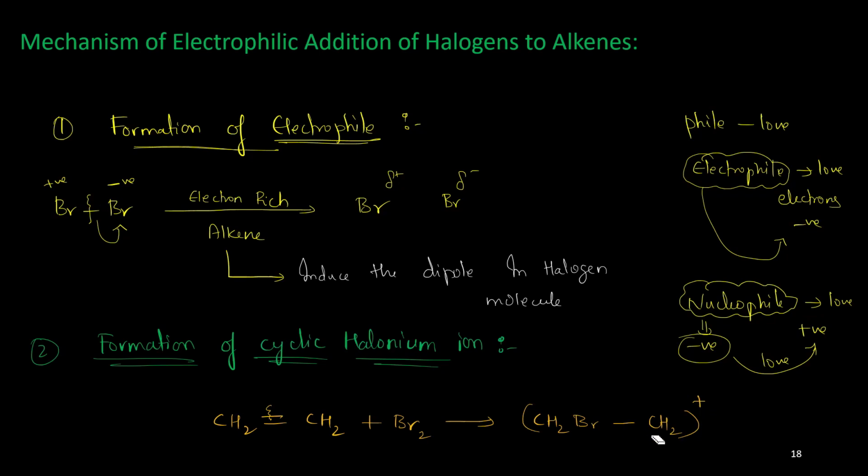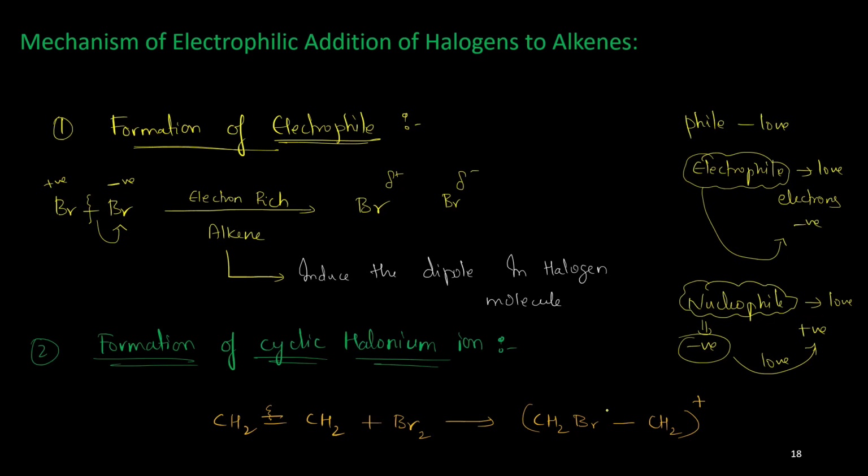Okay. So when the alkene double bond came close to the bromine, it induced the dipole in that bromine molecule, and it made the bromine molecule break. And when it is broken, that bromine will attach to one of the carbons in this alkene group. When it is attached, it slightly turns out to be positive. So that's the formation of the cyclic halonium ion.